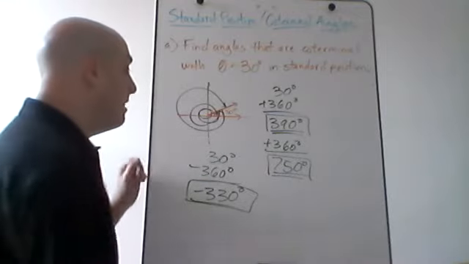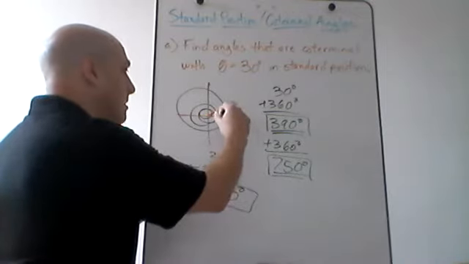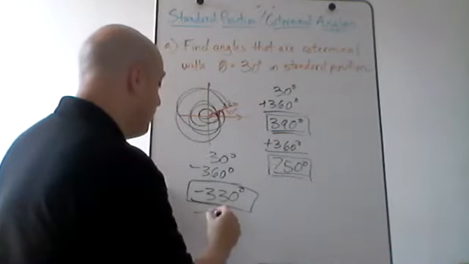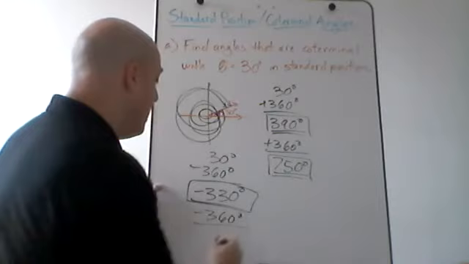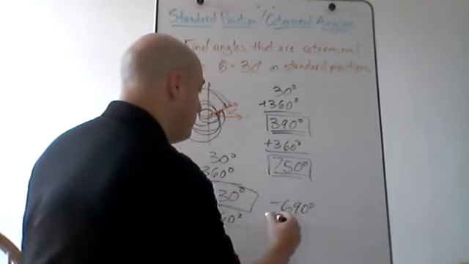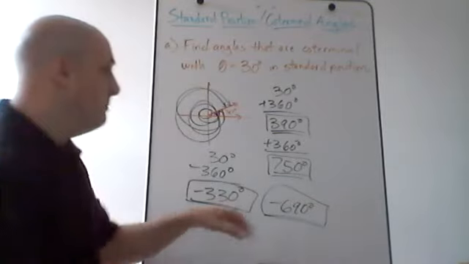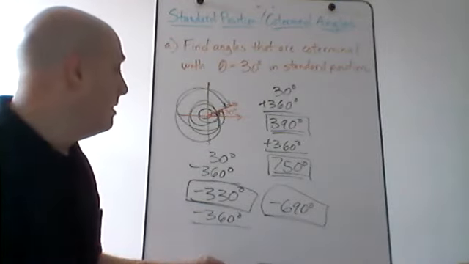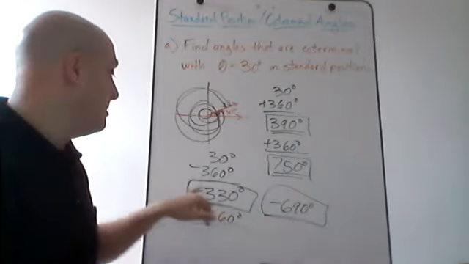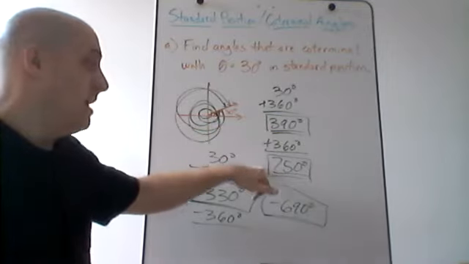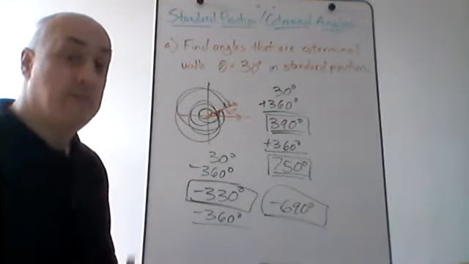And then if I wanted to get another negative angle, well, if I did two laps in the negative direction and then stop here, if I do negative 330 minus another 360, I'm going to have negative 690 degrees. All right, so what I have now are 5 angles that are all coterminal with each other, right? Negative 690 degrees, negative 330 degrees, 30 degrees, 390, and 750 degrees. All 5 of those are coterminal.